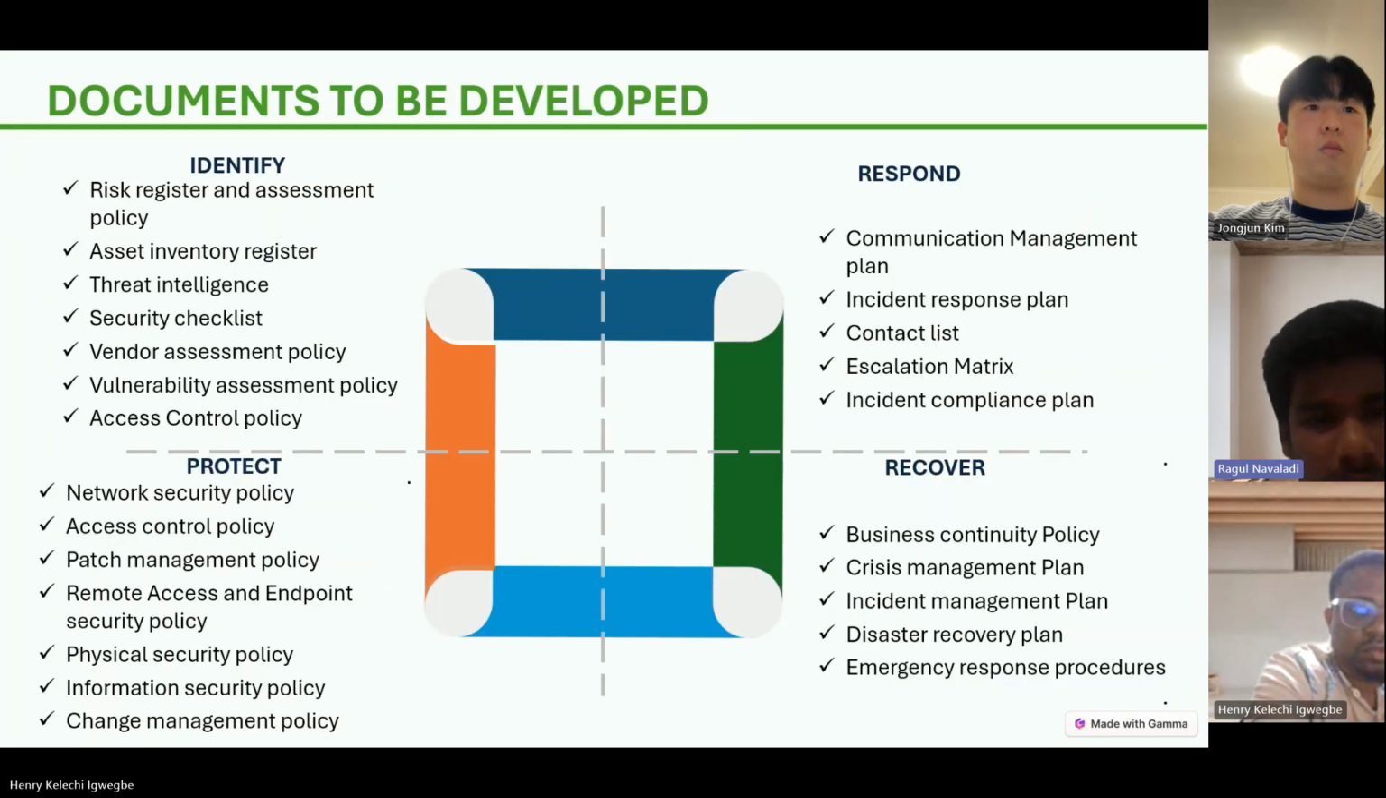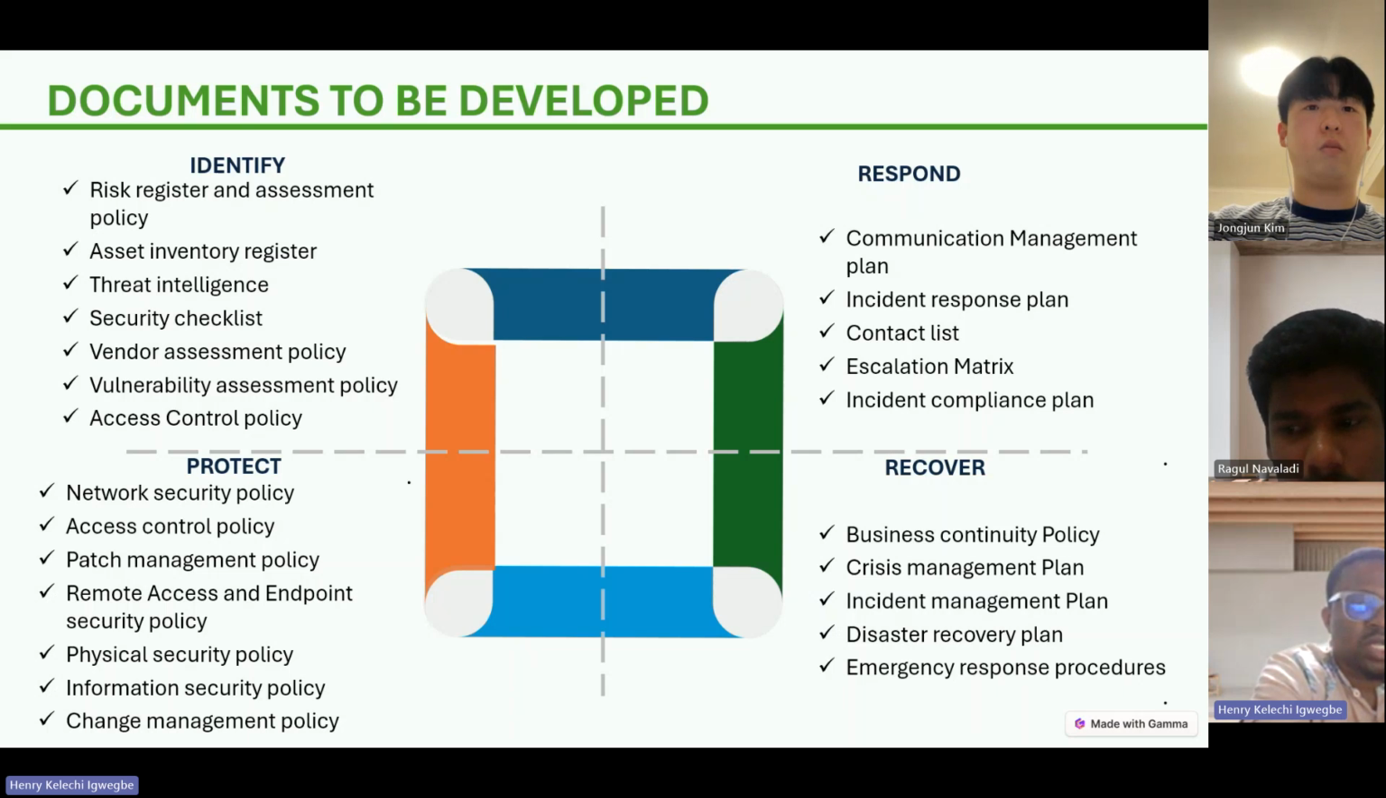Documents to be developed will be explained by Henry. All right, thank you, Rahul. Documents to be developed: we've quickly itemized the documents that were developed for UniNet for the entire solution.